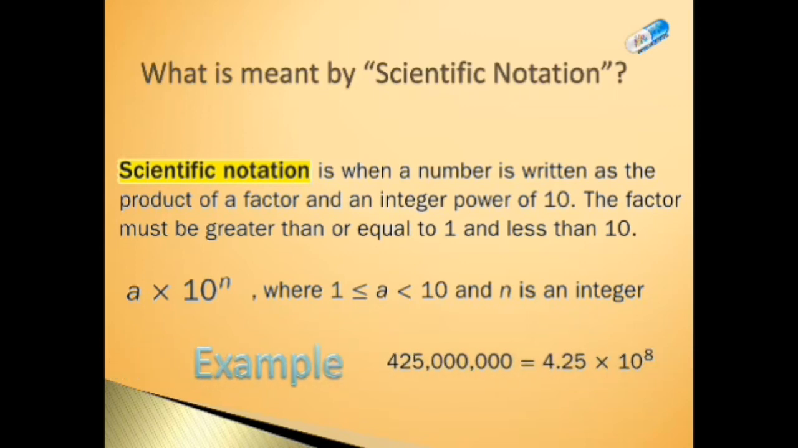Example of this. The number 425 million can be written in standard or in scientific notation as 4.25 times 10 power 8. So look at this one. This is the a that we say, a multiplied by 10 power n, and a should be a number between 1 and 10. So here 4.25 is greater than 1 and at the same time less than 10, and it's multiplied by 10 to the power of an integer number 8, and here it is positive.